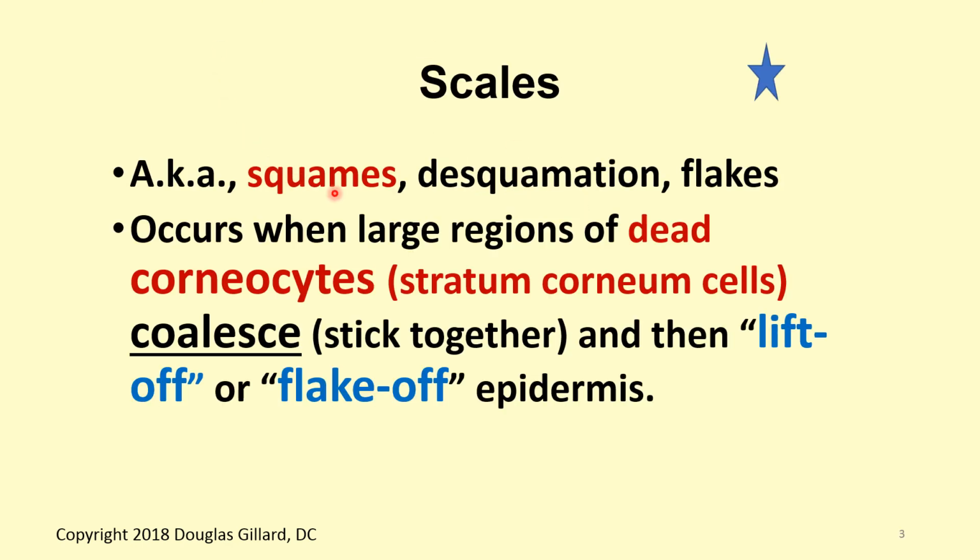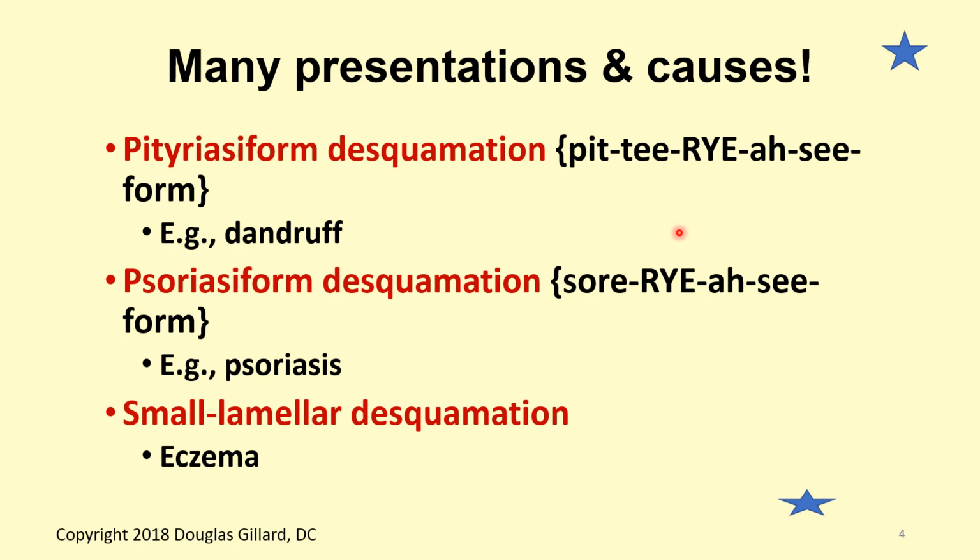These are also called squames or desquamation or flakes. Different authors use different preferred terms. The big ones are scales and squames, same thing. They occur when large regions of dead corneocytes stick together. What's a corneocyte? That's the top layer of the skin, the stratum corneum cells. They stick together and then lift off or flake from the epidermis, and so many of them stick together you can actually see them with the naked eye.